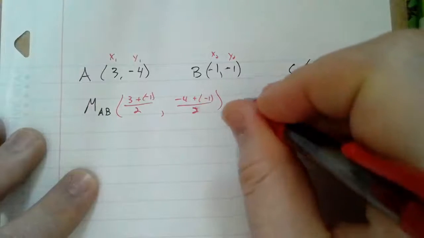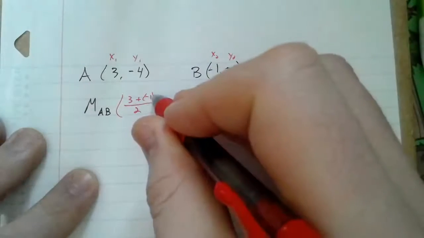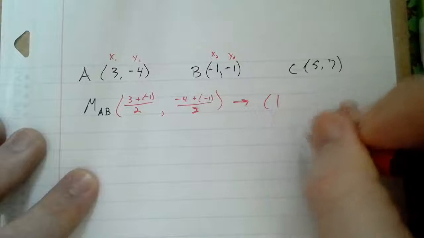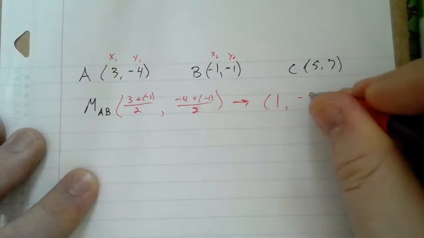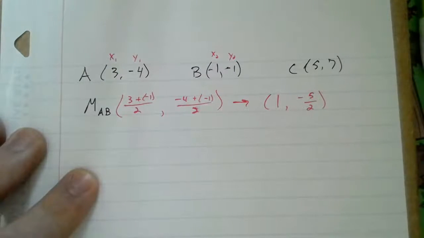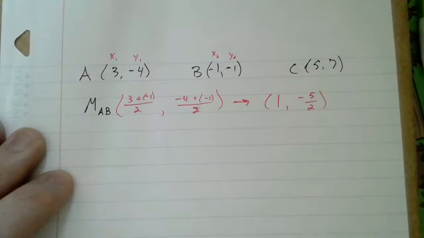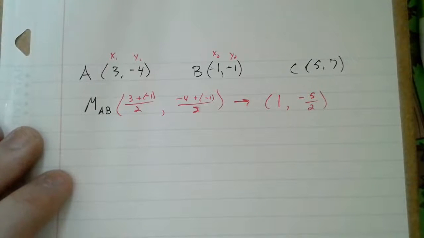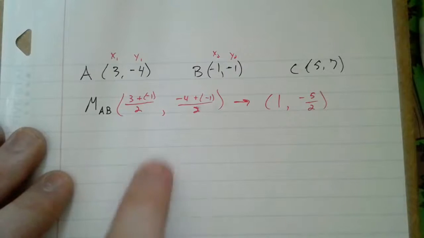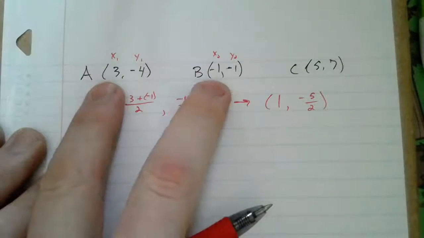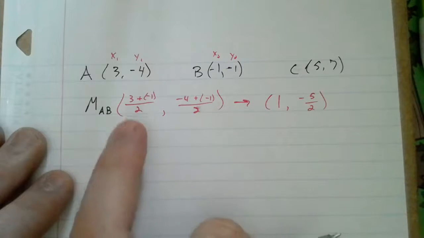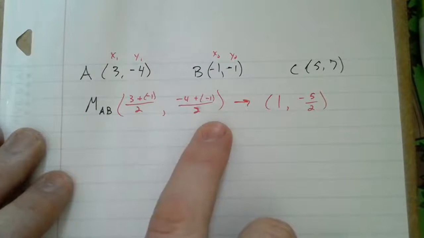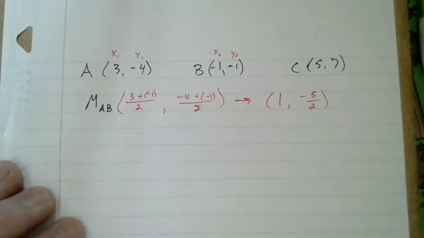So in this case, 3 plus negative 1 is 2, divided by 2 is 1. Negative 4 plus negative 1 is negative 5, divided by 2 is negative 5 halves. So there's my midpoint, 1, negative 5 halves. That is the midpoint of AB. Now I can do the midpoint of BC, I could do AC, it doesn't matter, but this in general is how midpoint works. You add the two x values, divide by 2, you add the two y values, divide by 2. It's the average of the x, the average of the y. So midpoint's pretty easy.